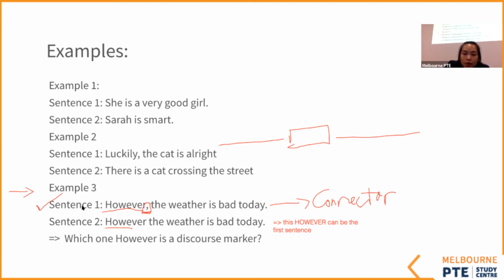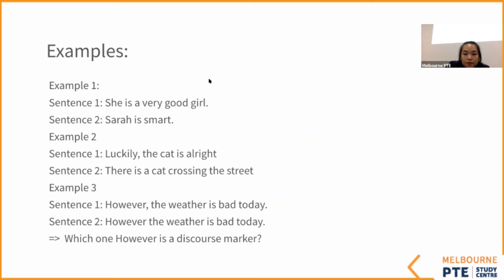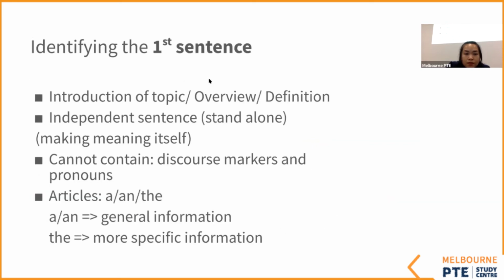So this is the example. I just want you to understand the differences between a discourse marker and the same word with no comma, which is not a connector. Last one. So these are the techniques for identifying the first sentence. We have done 3 of them.